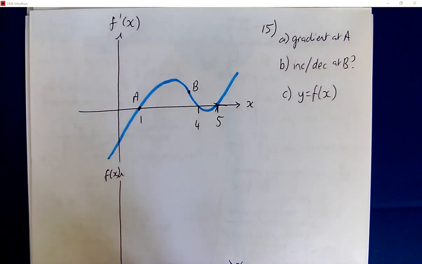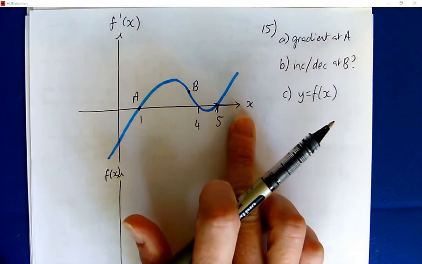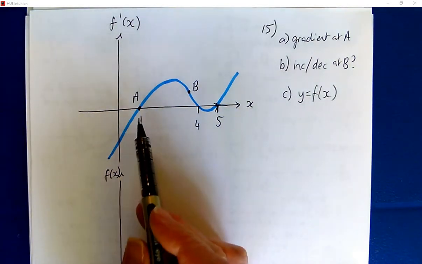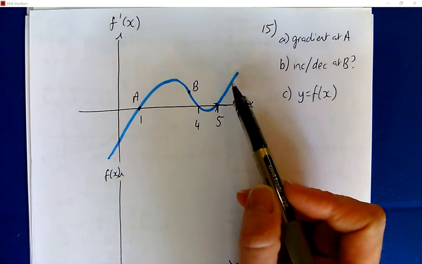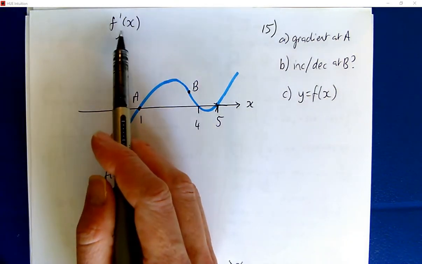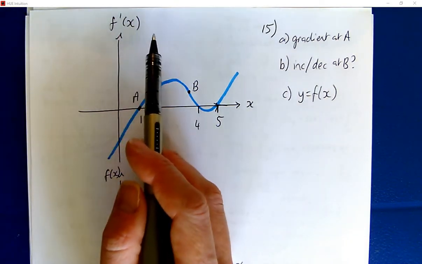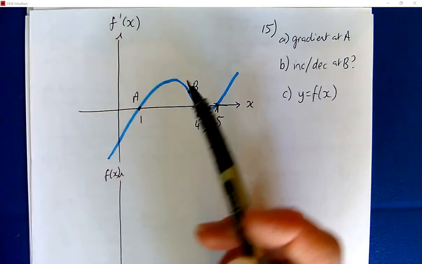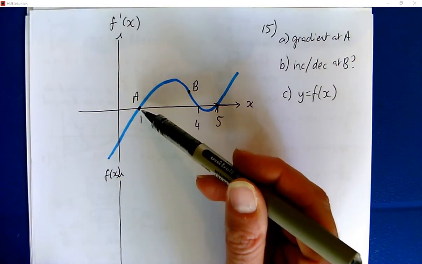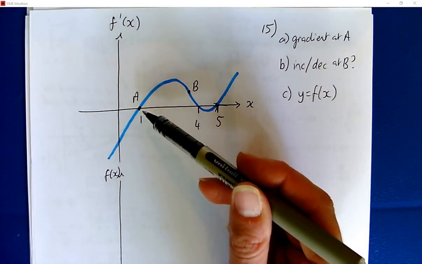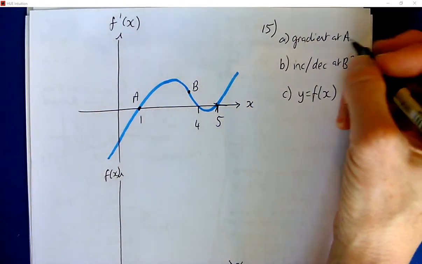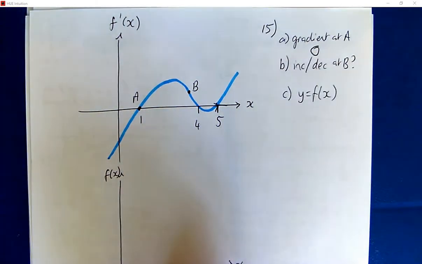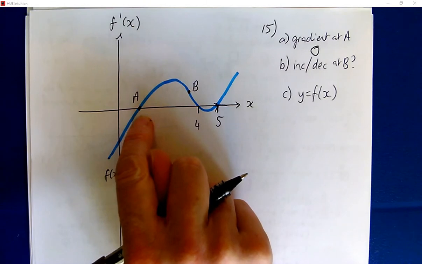Okay, so question 15 gives us a graph and then it wants us to state what the gradient is. Now notice this graph is y equals f dashed x, so this is the gradient function. So whatever y value we've got here, that is the gradient. So the gradient at A is in fact 0 because we're on the x-axis there.